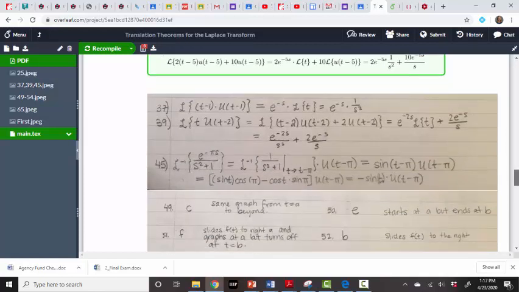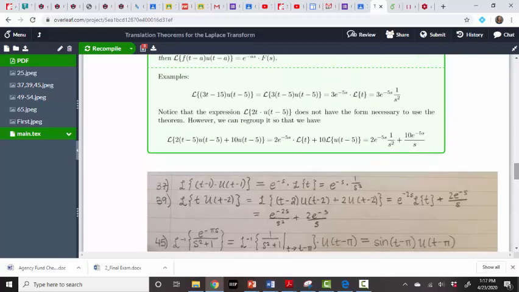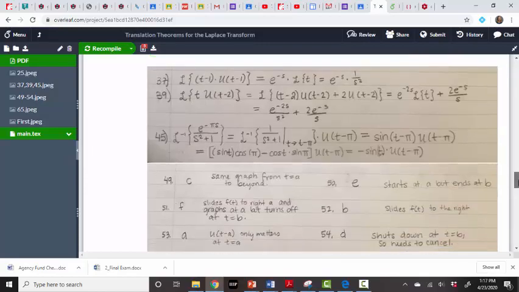So then I ask you all to do 37, which is similar to my first example. It's already in the form. 39 is more similar to the second example. 45 is the inverse. So here, if you ever have a Laplace inverse and you have an e to the negative s, you know you're going to get a unit step function. So when I look at this, I kind of just ignore that for a minute, and I think 1 over s squared plus 1 is what I need to focus on. Well, I recognize that as sine, but I'm going to have to replace the t with a t minus pi because of the exponential, and multiply by a unit step function evaluated at t minus pi because of that.